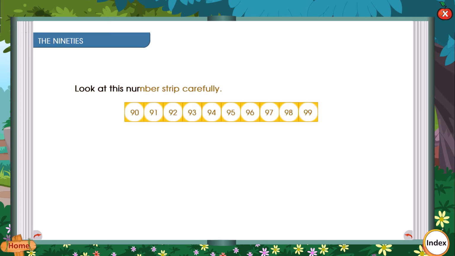The 90s. Look at this number strip carefully. 90, 91, 92, 93, 94, 95, 96, 97, 98, 99.